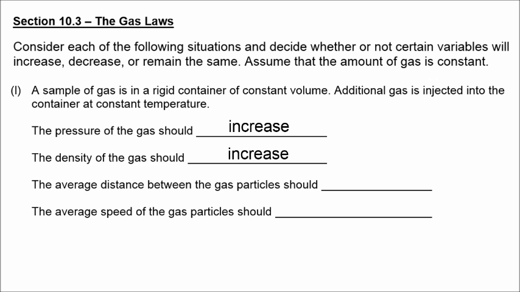So we've increased the amount of gas. The average distance between the gas particles should decrease because we have a larger number of molecules confined to the same space. And the average speed should remain the same because the temperature is constant.